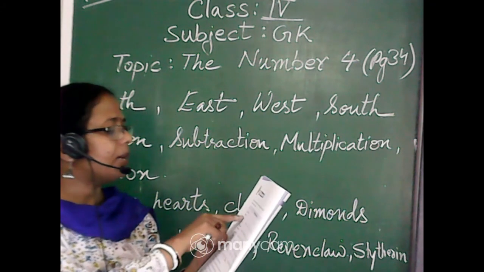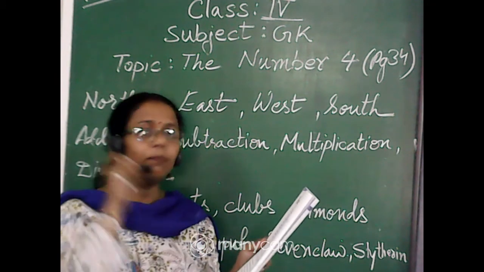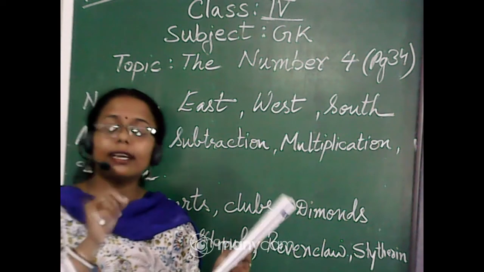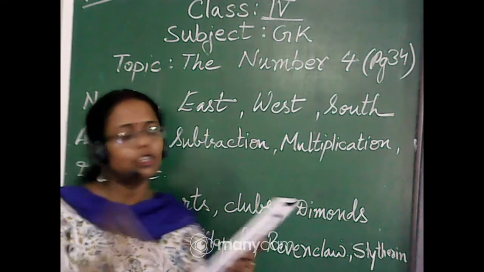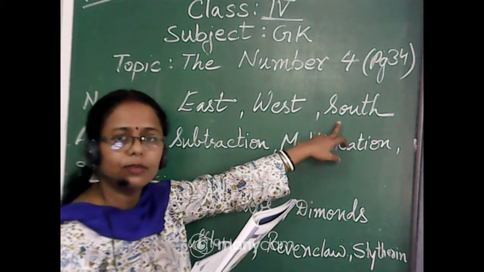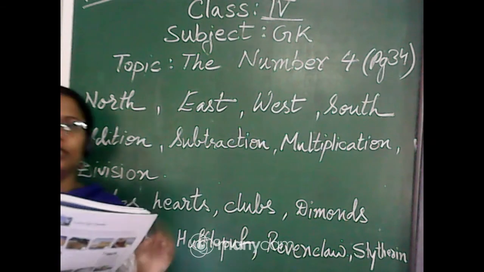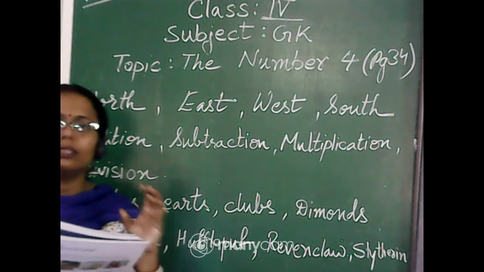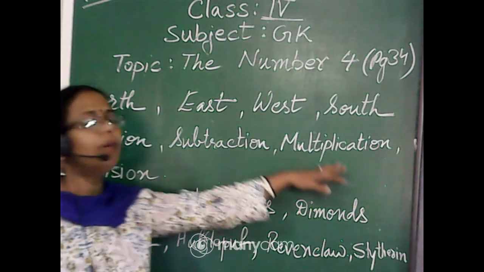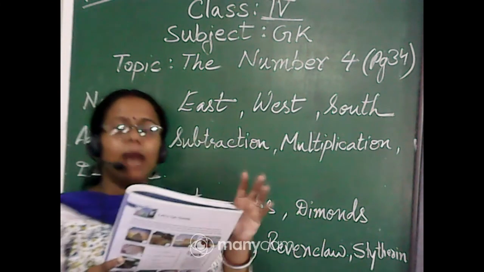So here, basic blood groups, that is A, B, AB, O, we all know. These are the basic blood groups. Next comes cardinal directions. Directions means we know there are 4 directions, that is north, east, west and south. Right? Next comes basic maths operations. Basic maths operations depend on 4 symbols, that is addition, subtraction, multiplication and division. These are the basic maths.